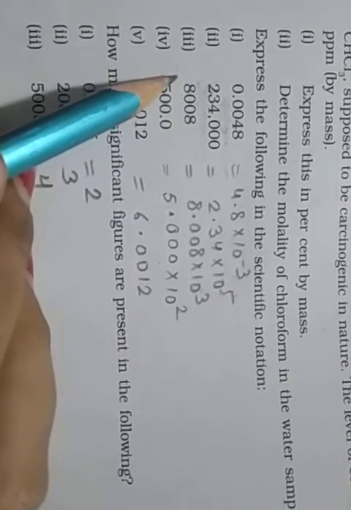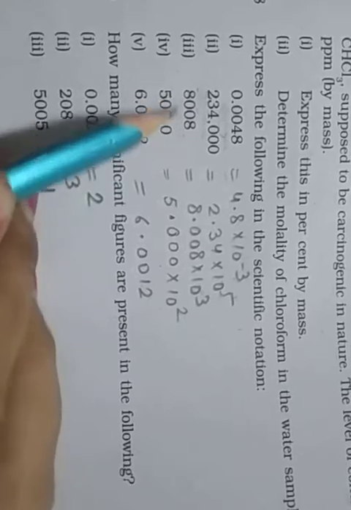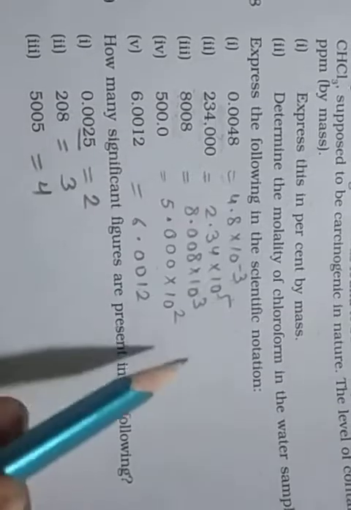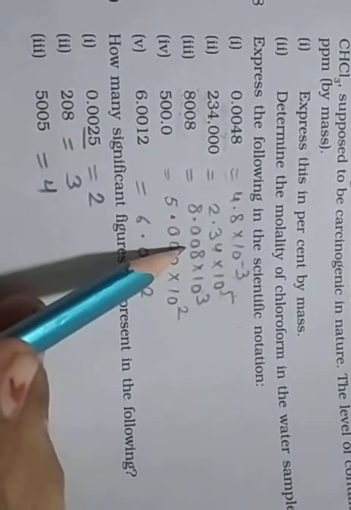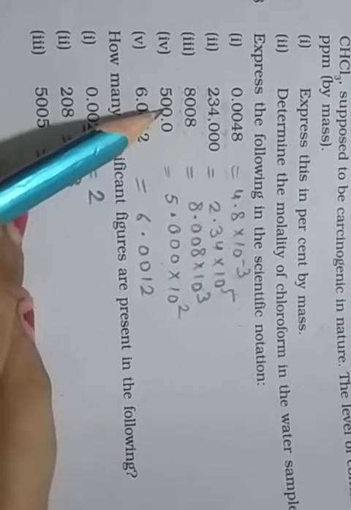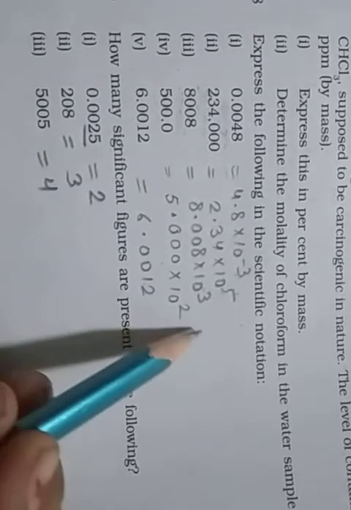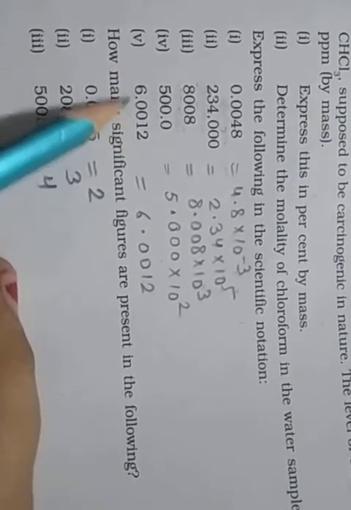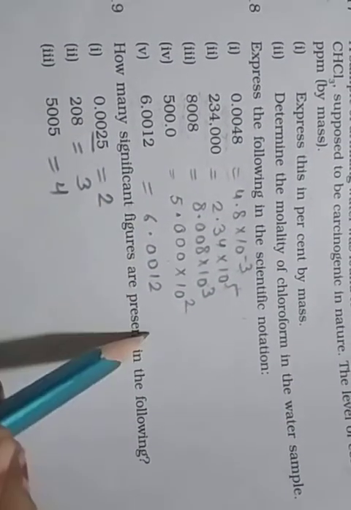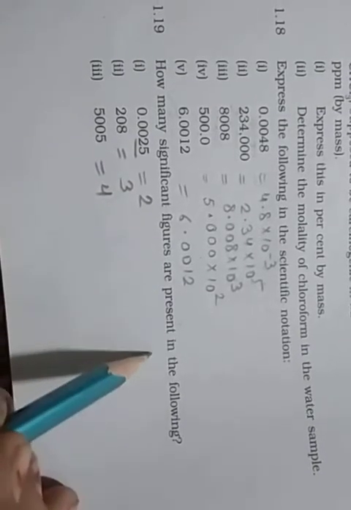Then the third, 8008. The left-hand side has 1, 2, 3 digits before the decimal, so 10 to the power 3, so 8.008. Then 500.0, the decimal is set after 2 digits, so 5.000 into 10 to the power 2. This decimal, 6.0012, is correct, so the scientific notation is correct.